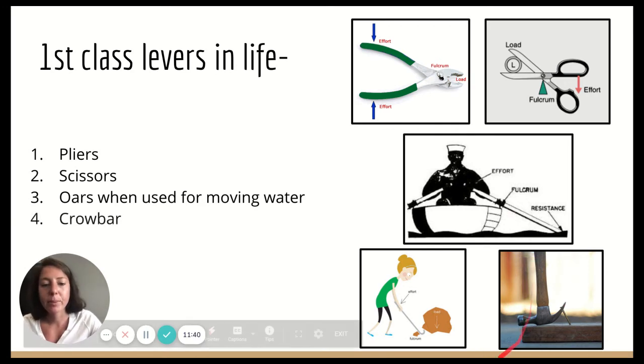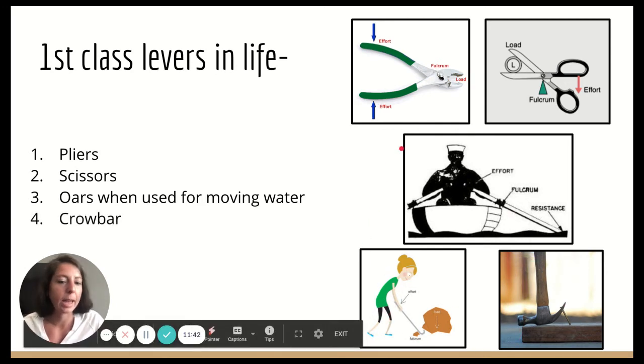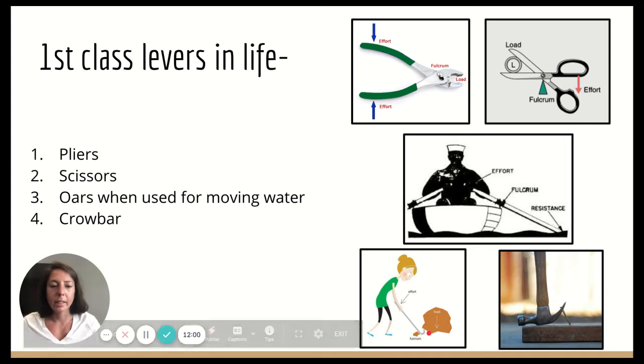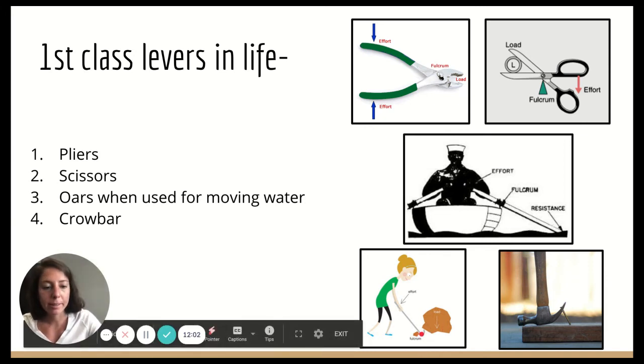Down below on the left, we have this woman using a crowbar. The fulcrum is right here. Right here doesn't really move on the crowbar, just everything around it moves. She's applying an effort and she's able to move this giant load here because the distance from the effort to the fulcrum is greater than the fulcrum to the load. So it makes it easy to move this giant rock.